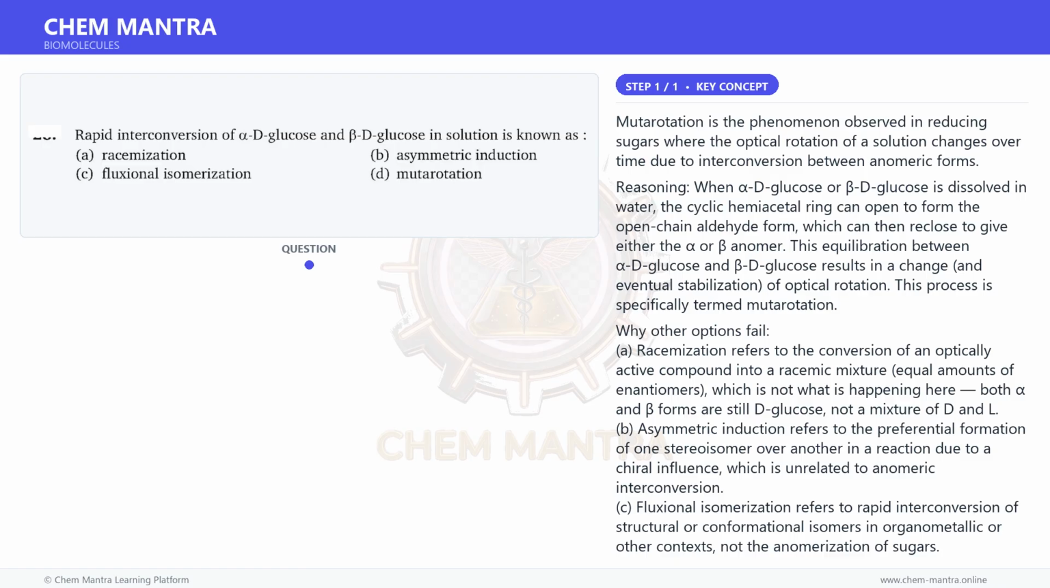B. Asymmetric induction refers to the preferential formation of one stereoisomer over another in a reaction due to a chiral influence, which is unrelated to anomeric interconversion.